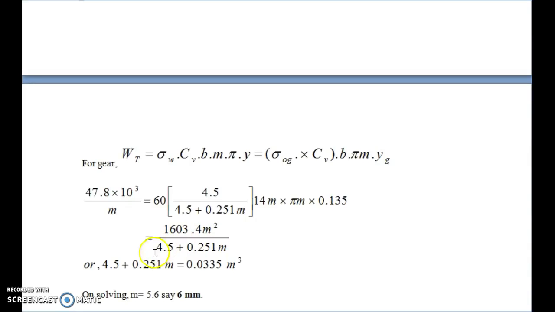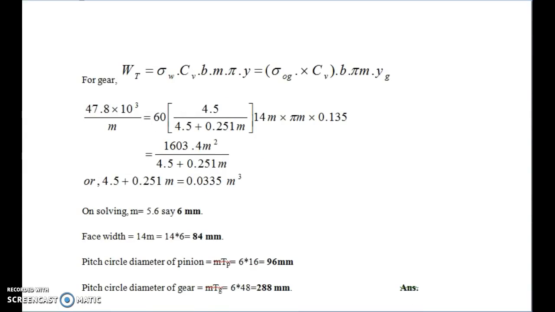For solving this, we find a third order cubic equation. Now solving this, we get module equal to 5.6. So we take it as 6 module. Okay. When we find the module, we can also calculate the face width equal to 14 times module. 14 multiplied by 6, it becomes 84.